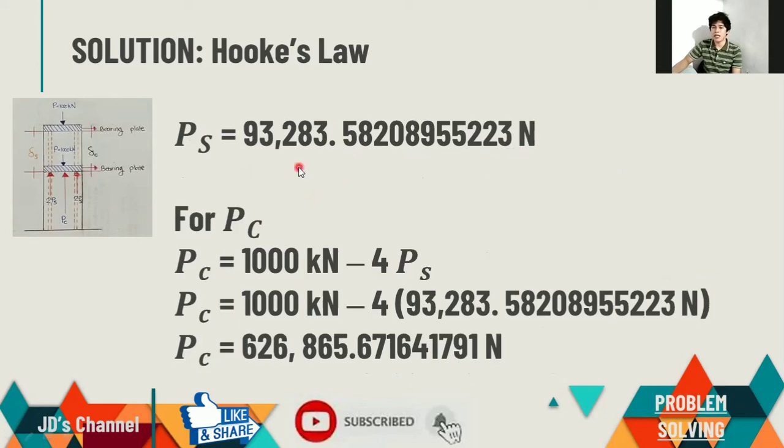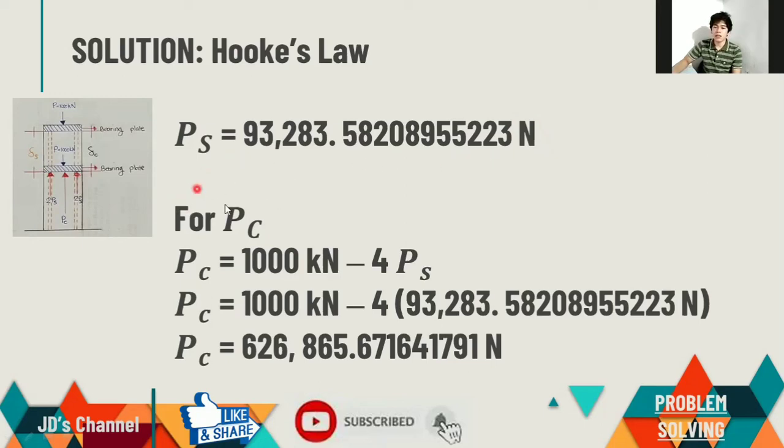So, we have 93,283.5820 8955 223 Newton. So, yan yung akin. Hindi ako nag-round off kasi class, ang aking ginagawa is doon ako sa dulo nag-round off with 4 decimal places, kagaya ng aking binabahagi sa inyo. Naka-Newton. So, pwede nyo na ma-express dyan in kilonewton, pero sa akin kasi naka-Newton because mamaya makikita nyo kung bakit naka-Newton yung in-express niya.